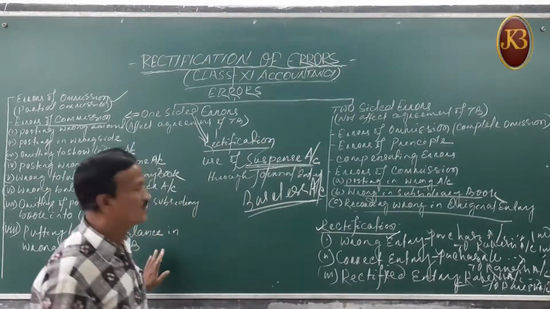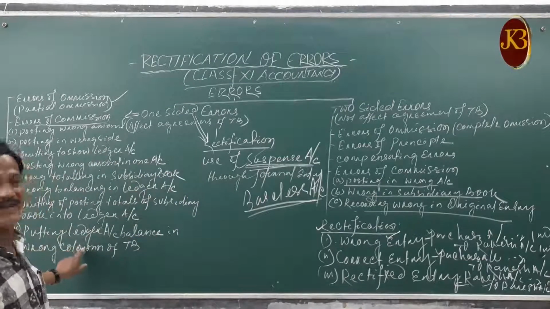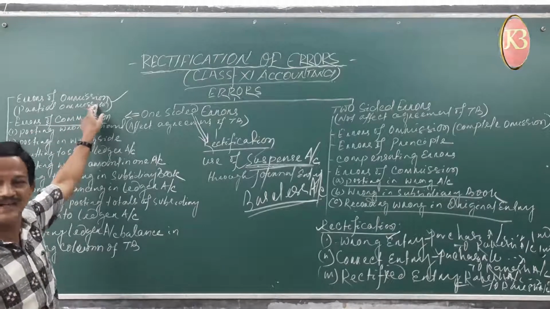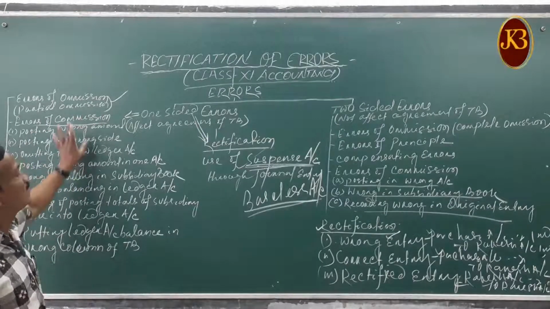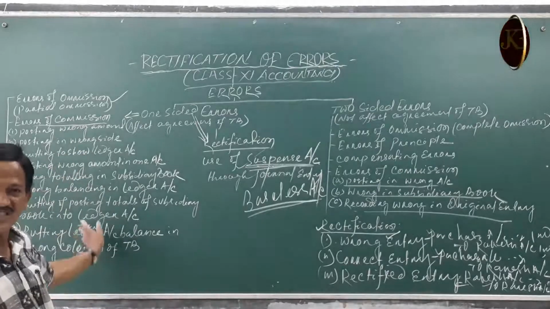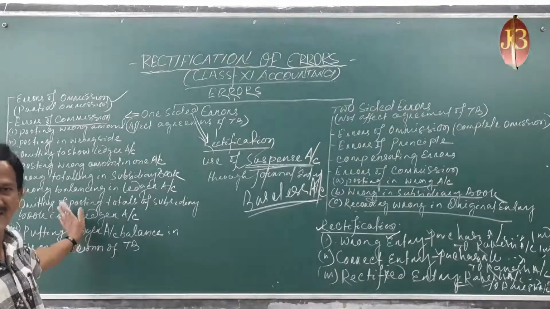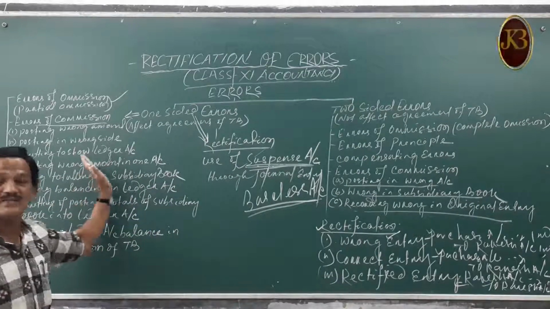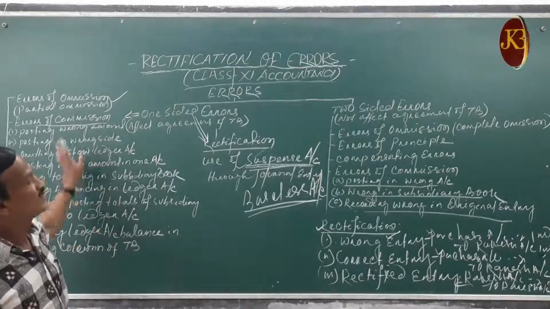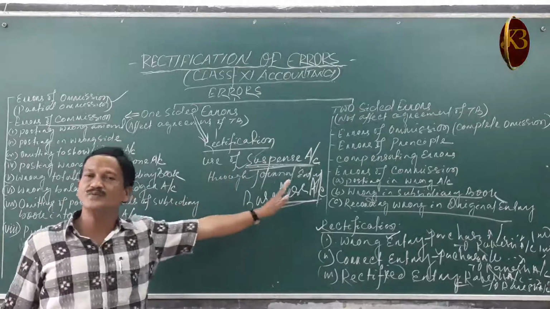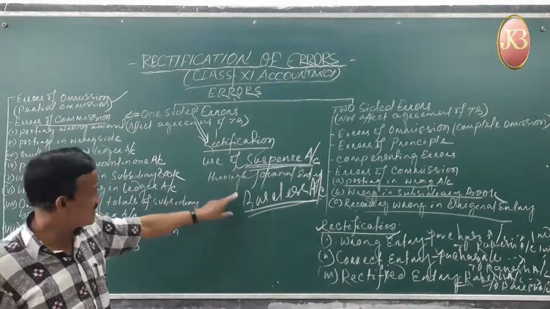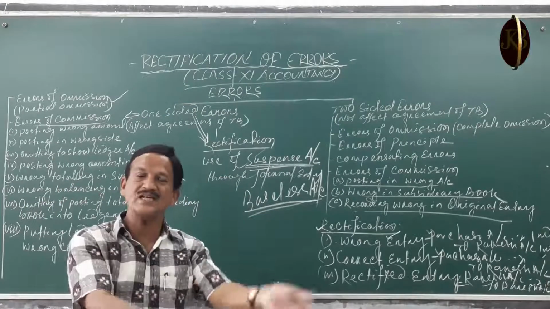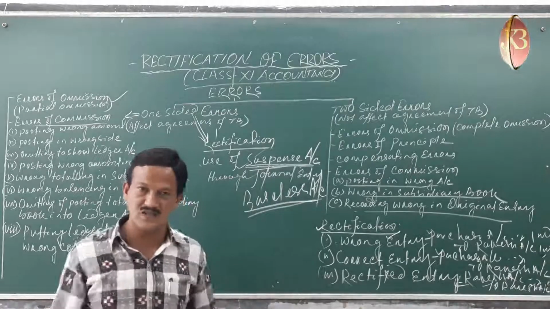To rectify this type of errors, mainly the errors of commission, only partial commission is there. Otherwise, all are errors of omission. No compensating error and no error of principle will you find in one-sided errors. So if it is found to be a one-sided error, then certainly it can be rectified with the help of your suspense account. It is a baseless account, no principle is to be followed. It can be debited, it can be credited, whenever it is required.